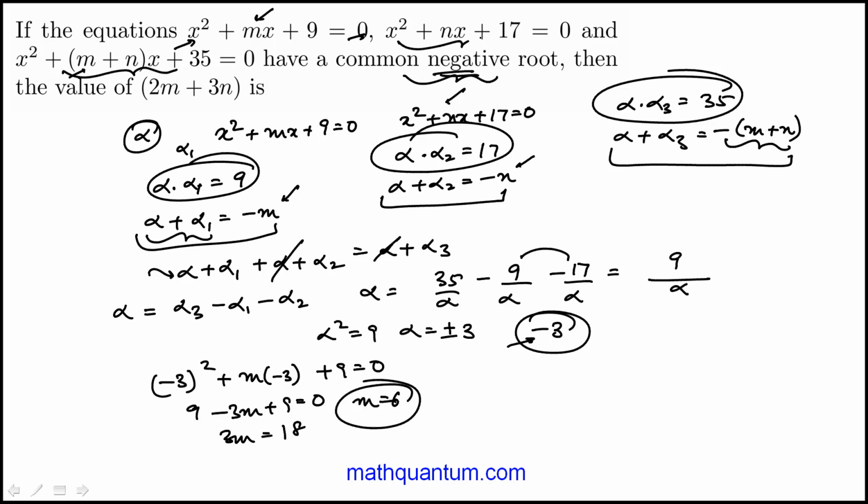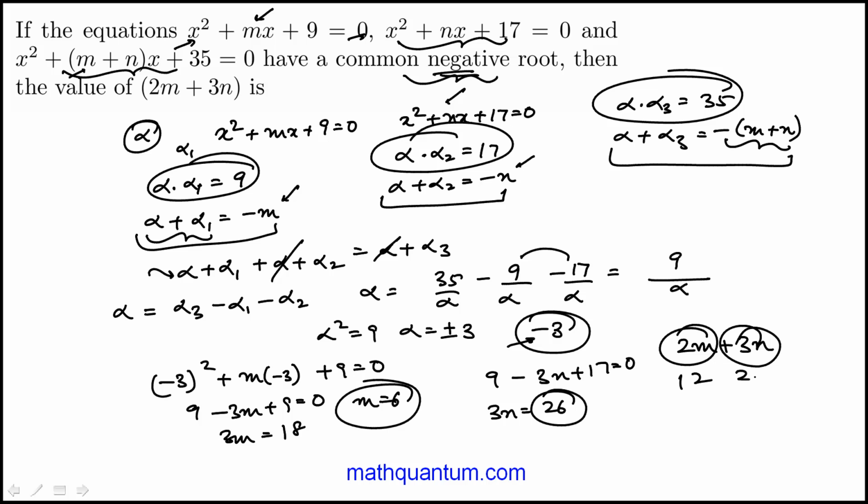And I'm going to do the same thing here to figure out n. So 9 minus 3n plus 17 is 0. So 3n is 26. I'm going to leave it in that form because they're asking for the sum of 2m plus 3n. 2m is 12, 3n is 26. They add up to 38.